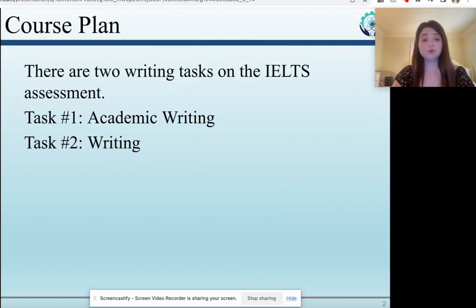So, there's actually two writing tasks. There's task one, which is academic writing, and task two, which is writing, two different writing tasks. We're going to be going over both of them in this course. Today's lecture and also next day's lecture are going to be about task one, academic writing.